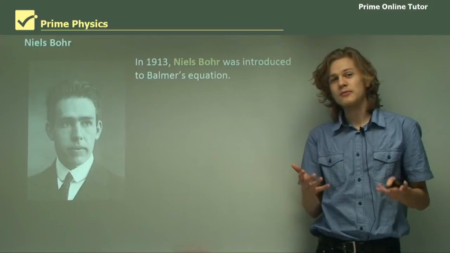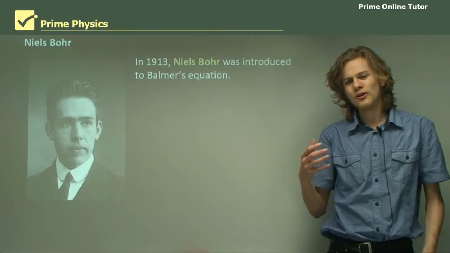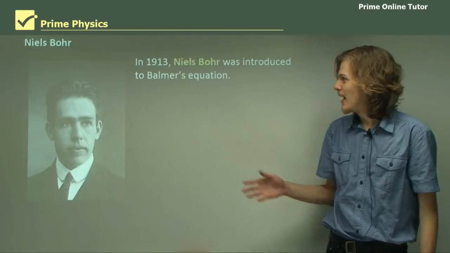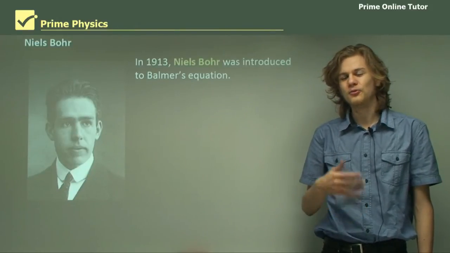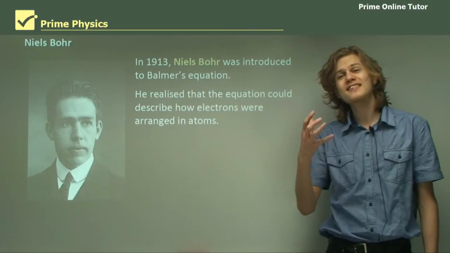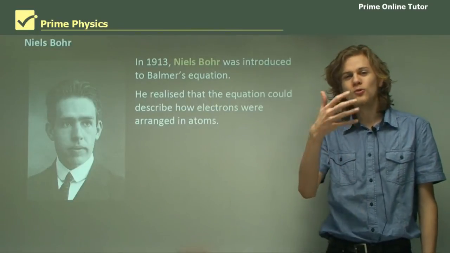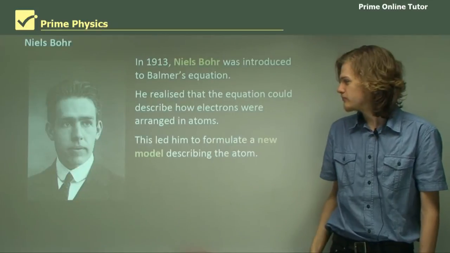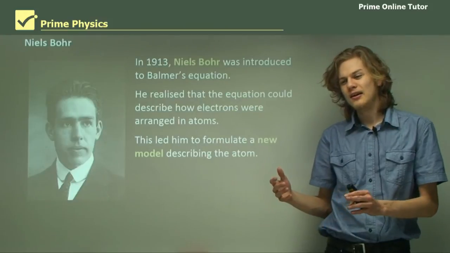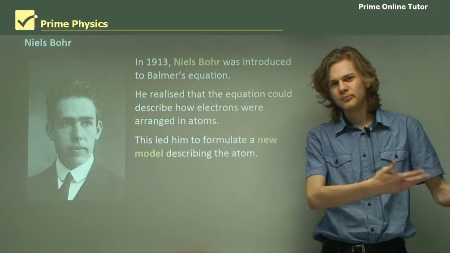So in 1913, Niels Bohr, this fellow over here, was introduced to Balmer's equation. At the time, he was trying to figure out a way to describe how electrons were arranged in an atom. And Balmer's equation was a fantastic revelation for him. He realized that the equation was able to describe exactly how the electrons were arranged in the atom, which was a huge step forward in atomic physics. This led him to formulate a new model for describing the atom. It only worked for hydrogen, but it was adapted later on to fill in the blanks for other things.